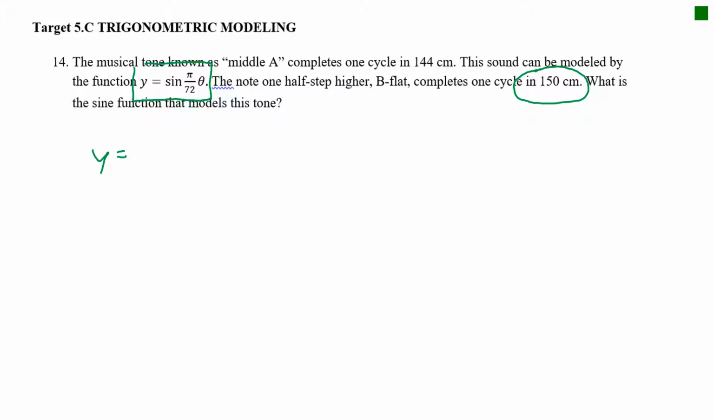I'm going to write y equals sine of something times theta, right? Now, originally, you have a b here, and that b represents how many cycles from 0 to 2 pi are completed. But now, if the cycle changes to 150, we need to switch up that value for b. So the formula for the length of one cycle is denoted by p, which equals 2 pi over b. So again, p, which is a period, the length of one cycle, will equal 2 pi divided by b.